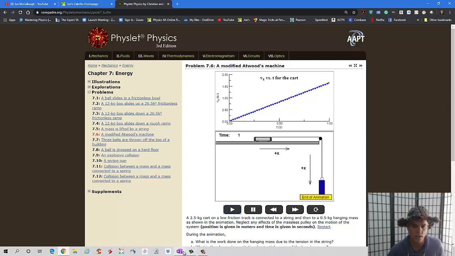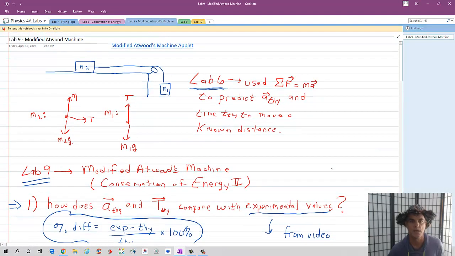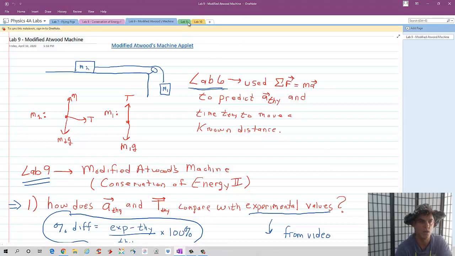So let me just quickly give you a little bit of background, and then let's get back to this and talk about the exact analysis. In our experiment, we have the wireless cart, which I'm calling M2, which has a mass of 252 grams. It is on a horizontal, quote-unquote, frictionless surface.